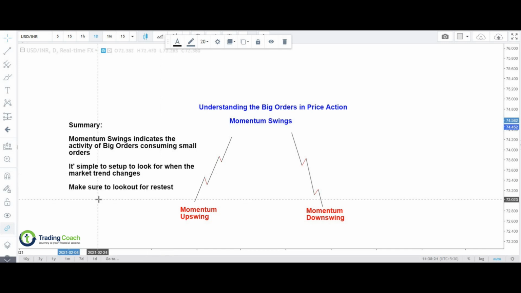And here is the most important thing you need to consider. Make sure to look out for the retest. When you are getting into the momentum swings, don't try to trade before the retest. Make sure the market is retesting the momentum. Once the price action retests the momentum, then you can try to take your entry.